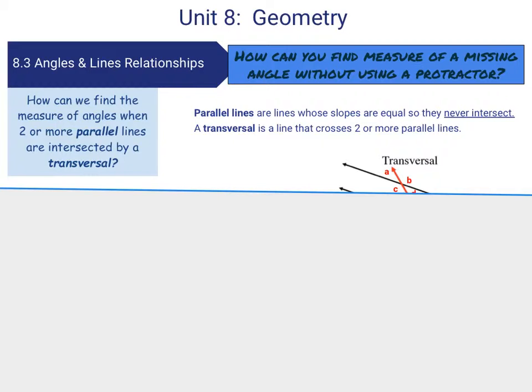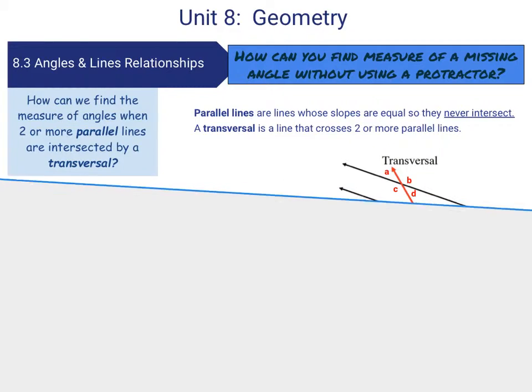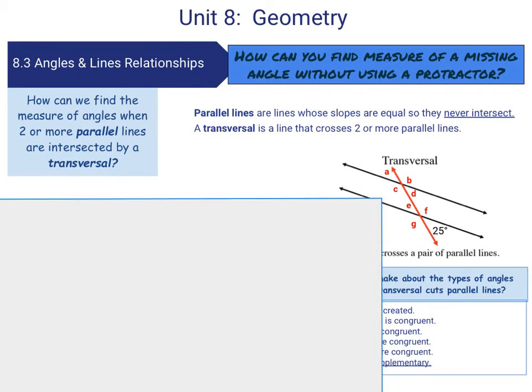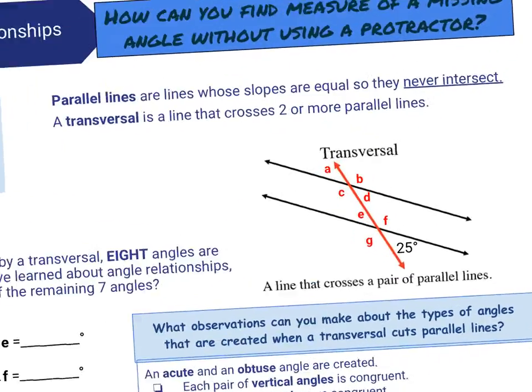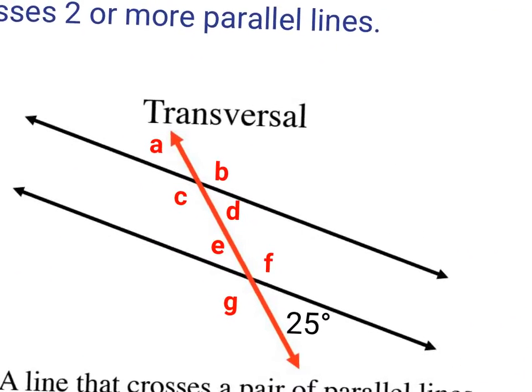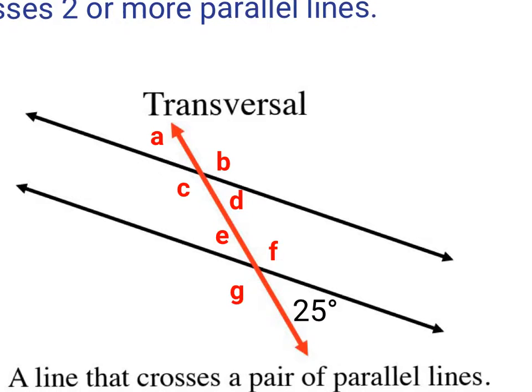However, if the two lines that are parallel to each other are crossed by another line, that line is now called a transversal. And a transversal crossing through a pair of parallel lines creates a total of 8 angles. Sort of like that one line crossed by another makes 4 angles, well, 2 lines crossed by one makes 8. All of these letters that you see here represent angles. So angle A, angle B, C, D, E, F, G, and angle 25.